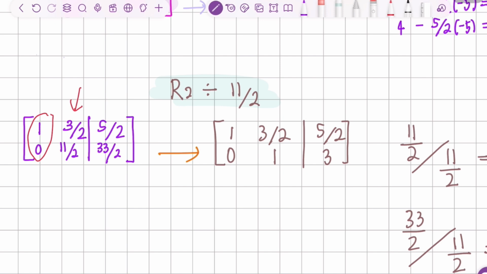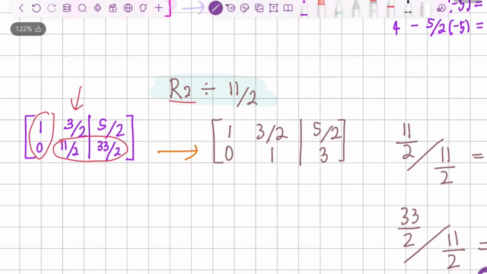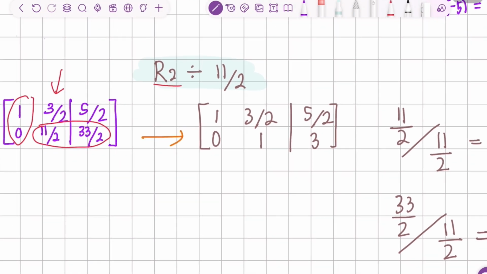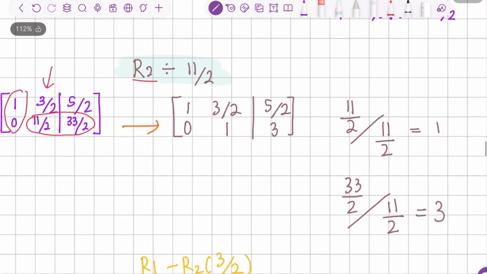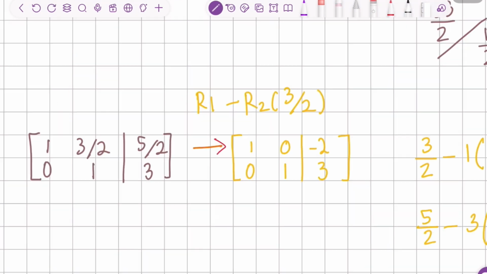But it states here R2, so you have to change only these two. R2 divided by 11 over 2. So 11 over 2 divided by 11 over 2, you get 1. And then 33 over 2 divided by 11 over 2, you get 3. Finally, you have to change this to 0 using this formula.